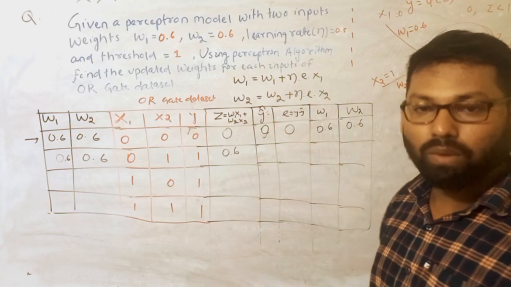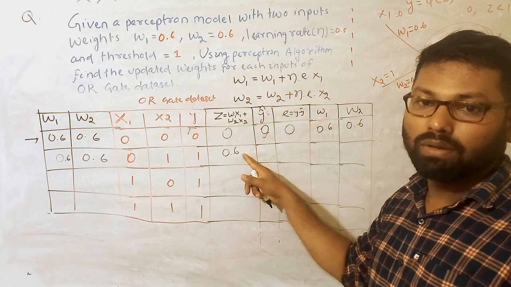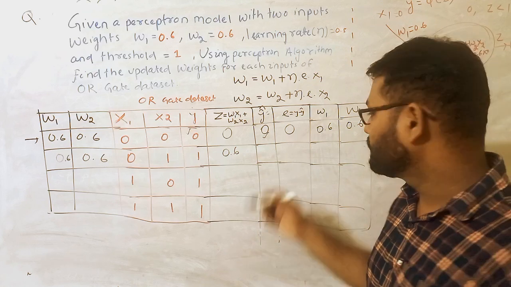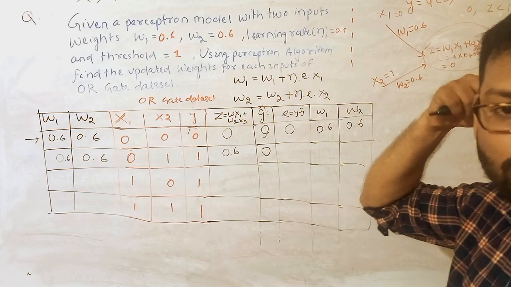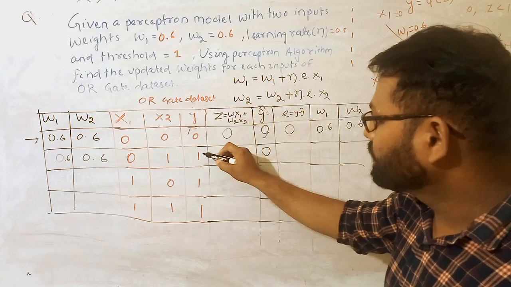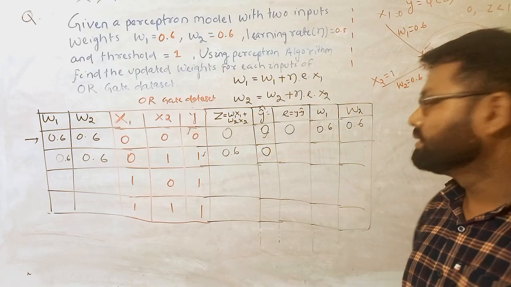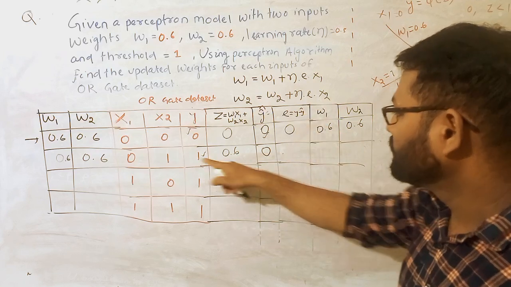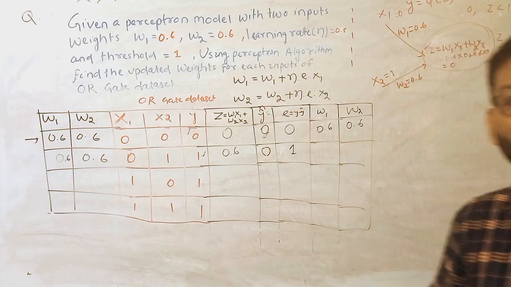Okay, now how to get the Y value? You already know the predicted value Y cap. If this Z value is greater than 1, because the threshold is 1, but it is less than 1, so the predicted output is going to be 0. Now what is the error? You see here in the data set, the real output is 1 and your predicted output is 0. So your error is equal to 1 minus 0, that is 1. So you got error 1.